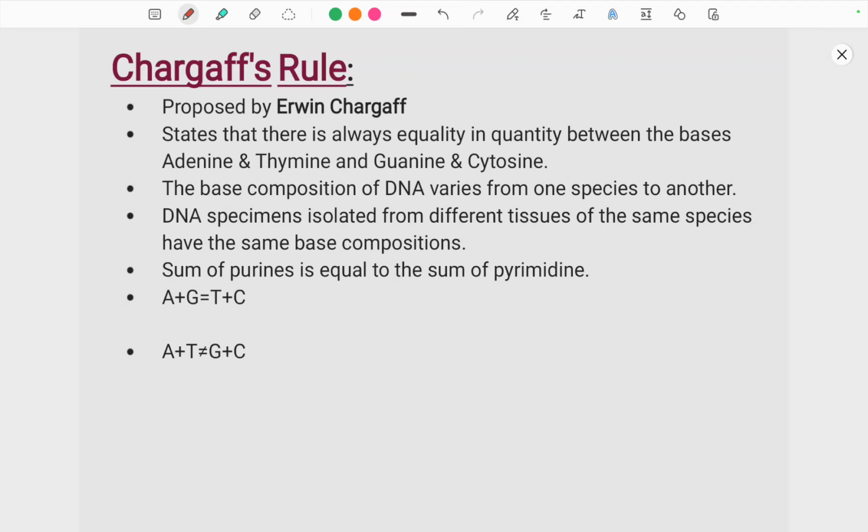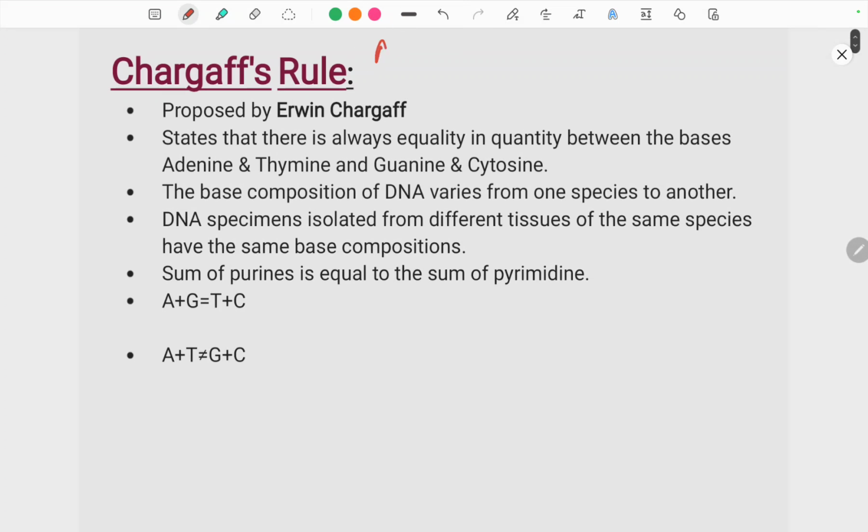Today we will discuss the topic Chargaff's Rule. This was proposed by the scientist Edwin Chargaff, and it states that there is always equality in quantity between the bases adenine and thymine and guanine and cytosine, which means that in a double-stranded DNA molecule, the number of adenine residues is always equal to the number of thymine residues, whereas the number of cytosine residues is equal to the number of guanine residues.